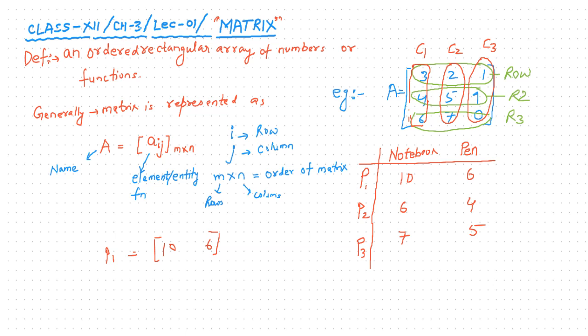Now this entire data for three persons can be combined. Let the matrix be A. This data can be written as 10, 6, 6, 4, 7, and 5.